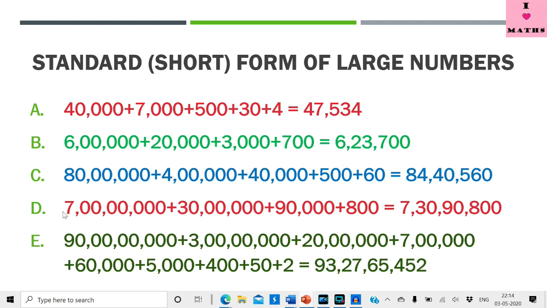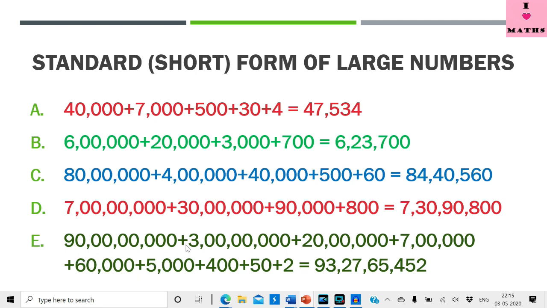Let me tell you how. 7 at crores place, 3 at 10 lakhs place, nothing at lakhs place means a 0 at lakhs place. 9 at 10,000s place, nothing at thousands place means 0 at thousands place. 8 at hundreds place, 0 at tens place, and 0 at ones place because the expanded form is finishing at 800. There is nothing, no tens and no ones.